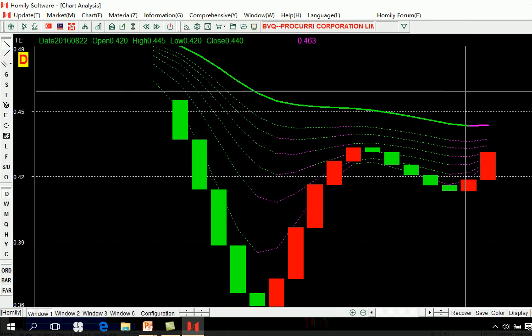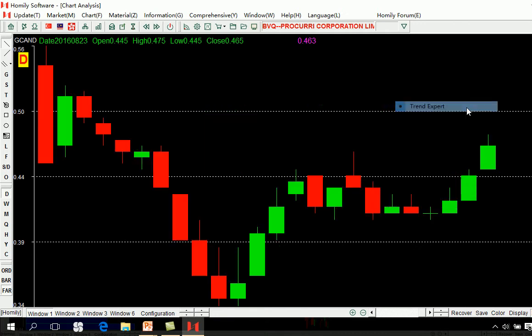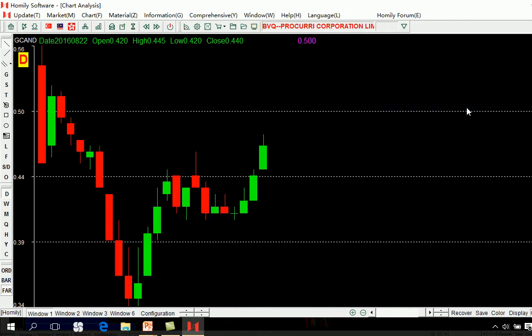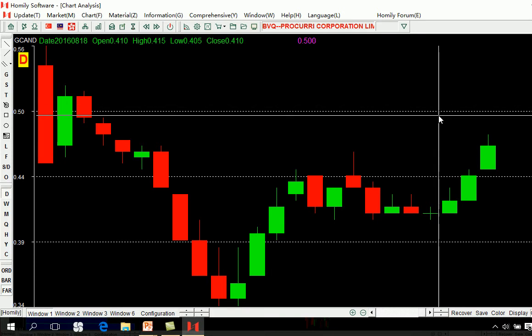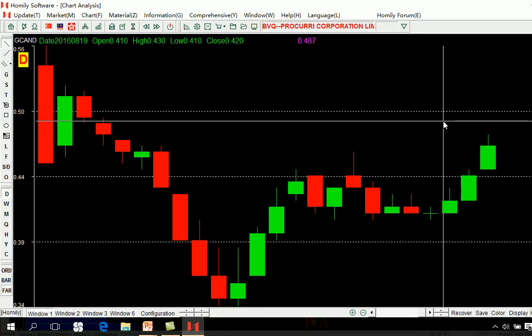So we can see the next one. This is a strong stock, right? Recently so strong. If you still hold this stock, which price is the resistance? If we only look at the candlestick, which price is the selling price, the sell point?